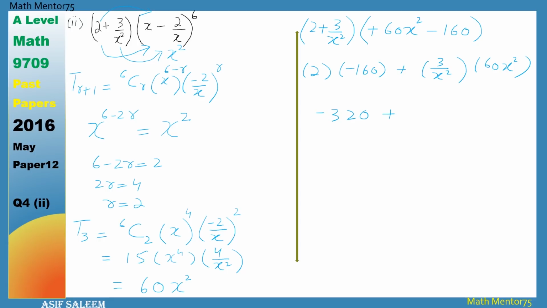320 plus 180. So the final answer is minus 140. So this is a term independent of x from the product of these two factors.